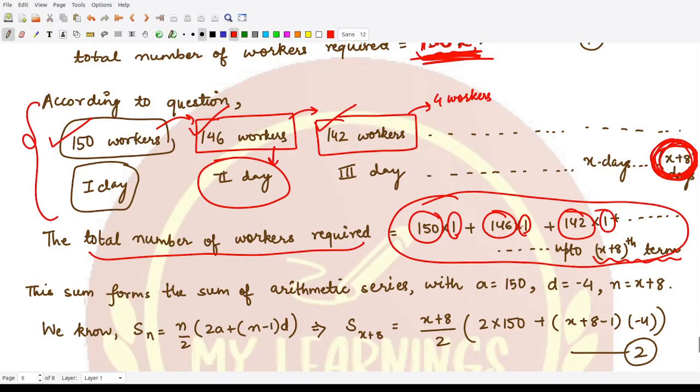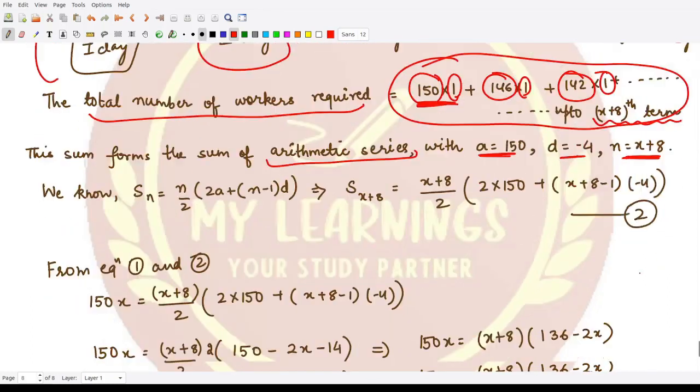And now what is this? If you notice carefully, it is an arithmetic series. The first term is 150, the common difference is -4, and we have to look for the sum up to x plus 8 terms. So you know the formula to calculate the sum up to n terms: n by 2 times (2a plus (n minus 1) times d). Here your n is x plus 8, so you can substitute it here. The value of a is 150, the value of d is -4, so you can substitute and solve here.